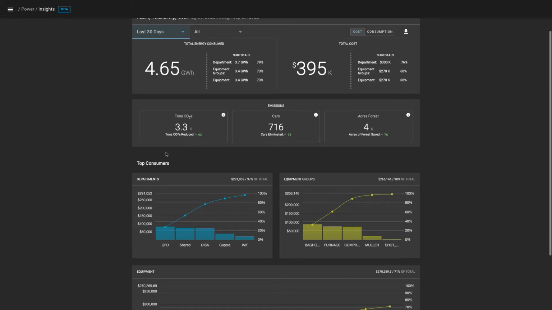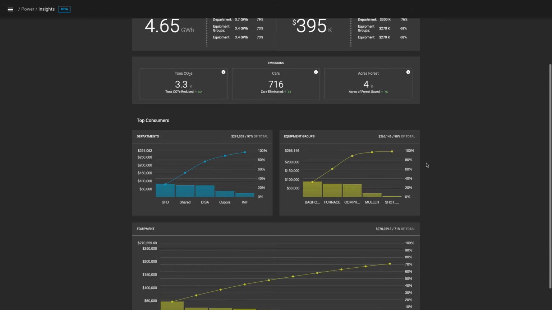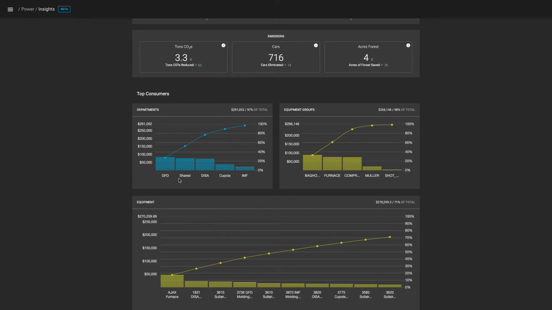Plus, you'll notice some key carbon emission KPIs that are tracked as a part of many ESG goals. I'll come back to that shortly. You'll notice that as I scroll down, I can see various views of the top consumers of energy in this factory. You can see which departments are contributing the greatest amount of energy consumption. Plus, with SimplySnap, you have the ability to group similar types of equipment together and see their total contribution. In this example, we have baghouses, compressors, and other equipment types.